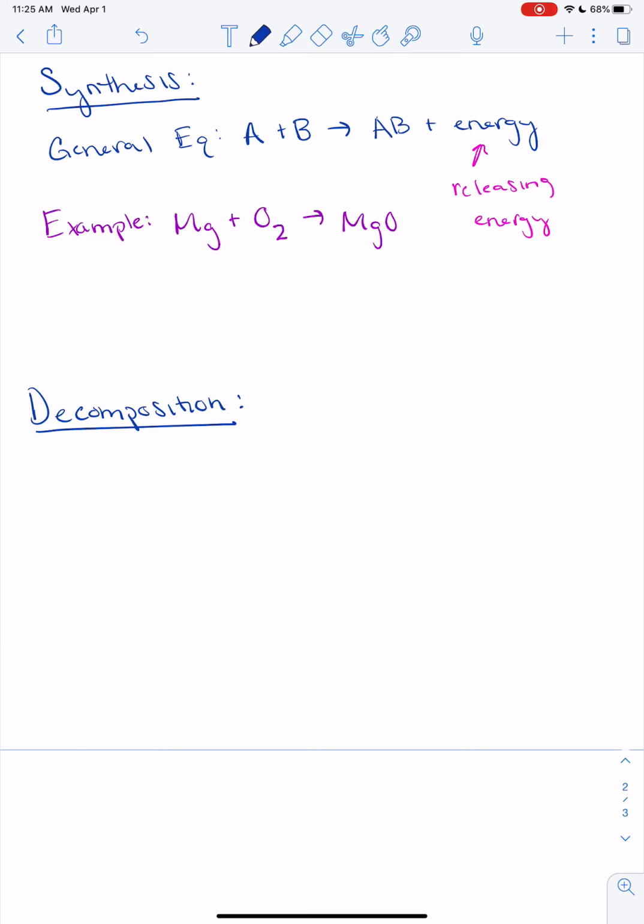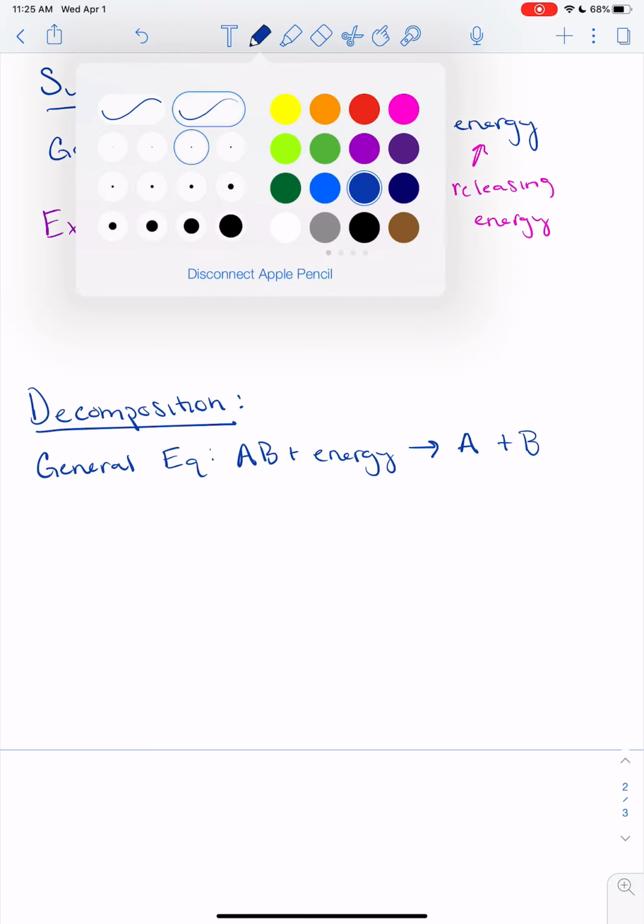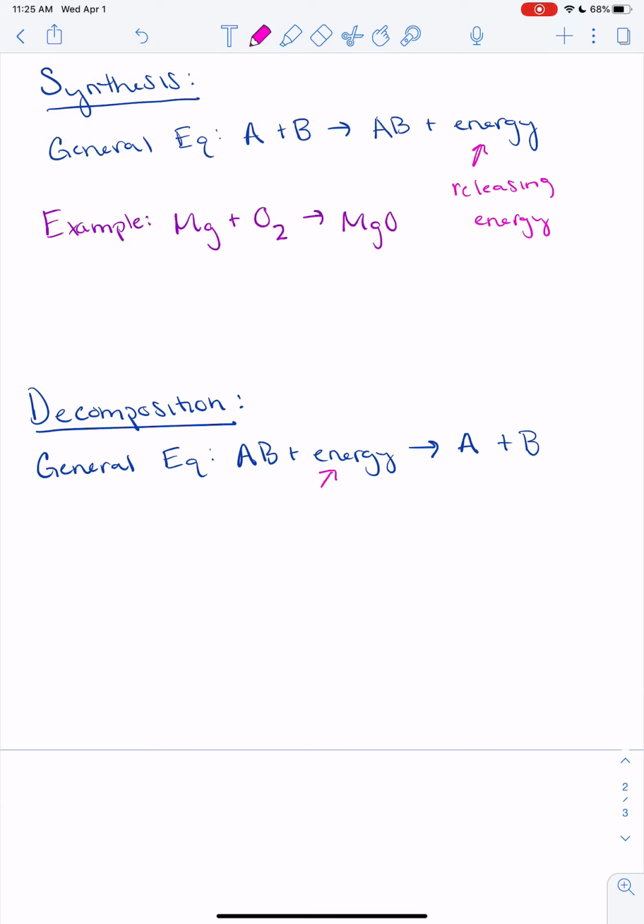So a decomposition is sort of the opposite of a synthesis reaction. So instead of having 2 things combined to form one new thing, we have one thing that splits into 2 separate parts, okay? So our general equation is going to be AB plus energy gives you A plus B. So we have one thing that splits into 2 and it is absorbing energy. When we have energy on the reactant side, that means it is absorbing energy.